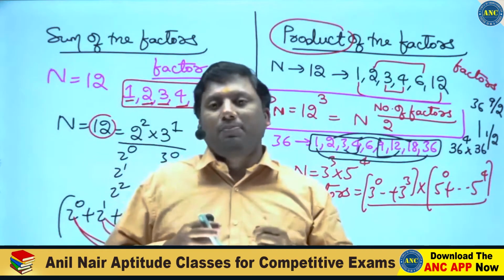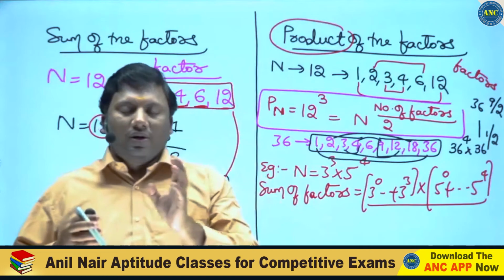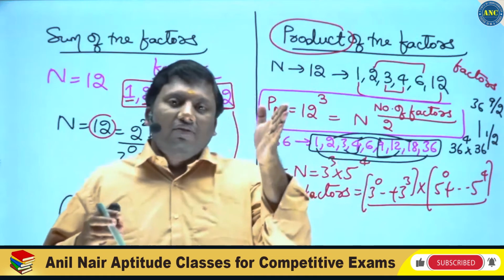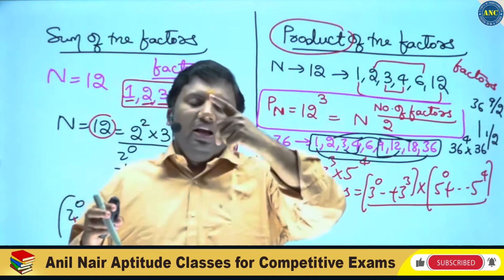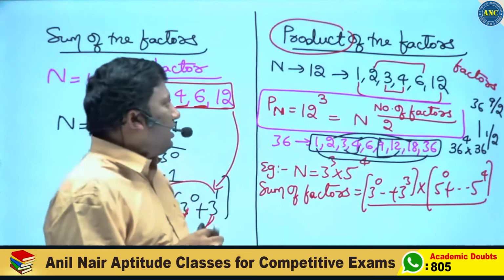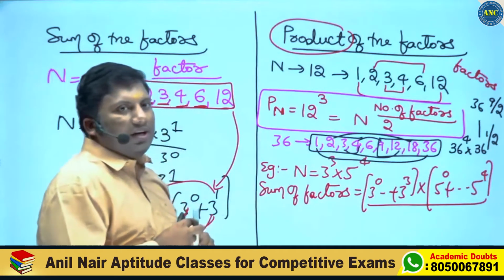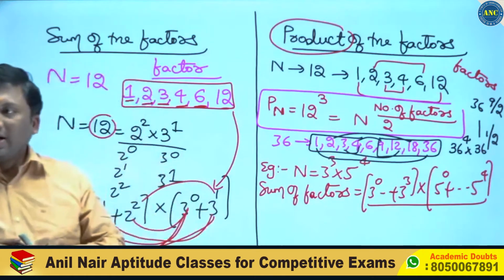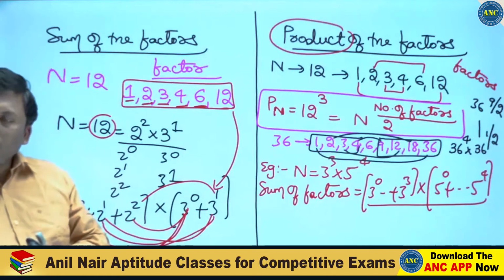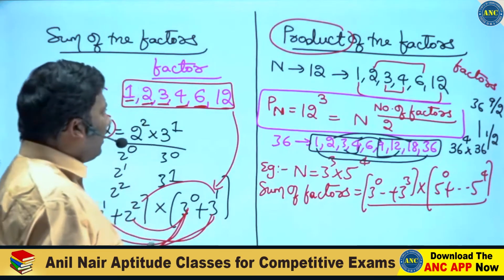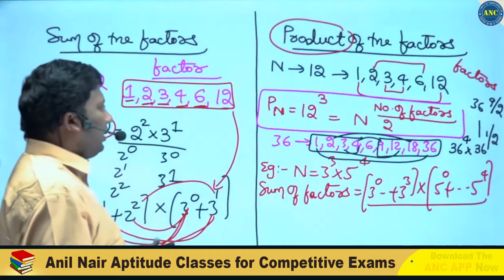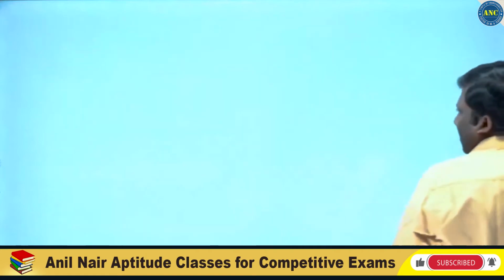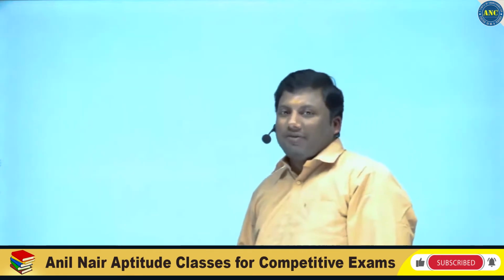36, if I write it down as prime bases, is 2 square into 3 square. Totally 9 factors are there. The first 4 are combined with the last 4, and in between, the 6 can be written as 36 power 1 by 2. I hope the concept is clear. Any doubts till here? Right. So the product of the factors is given by number power, number of factors by 2.